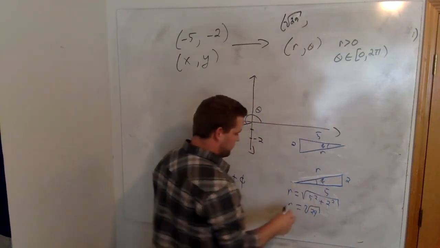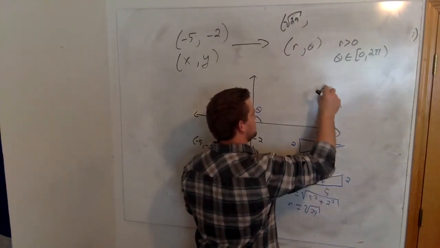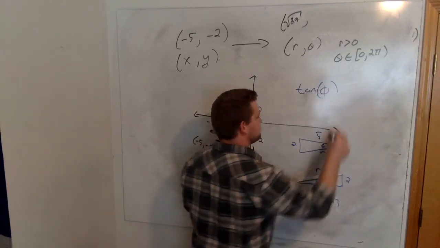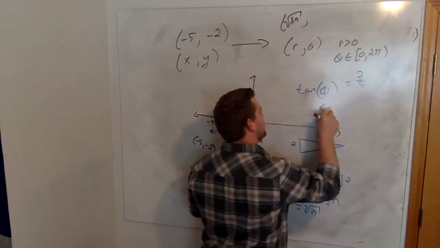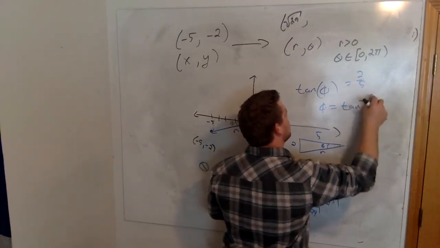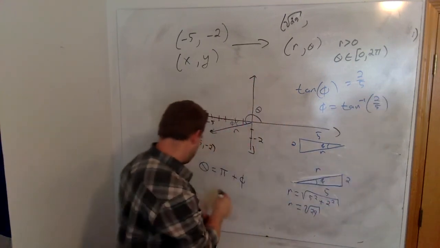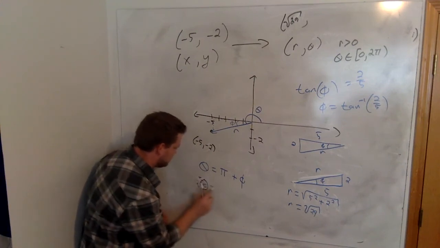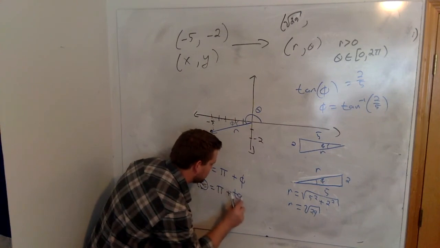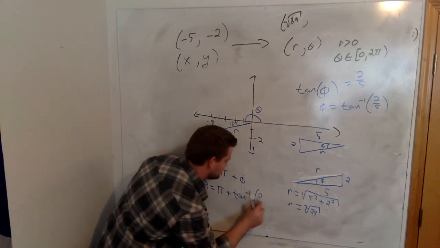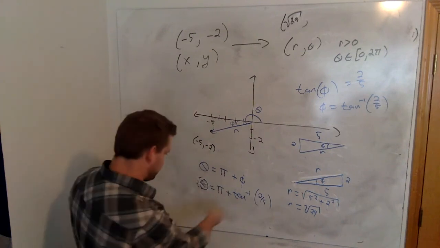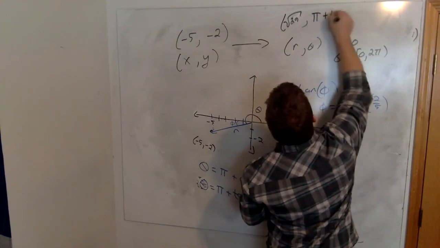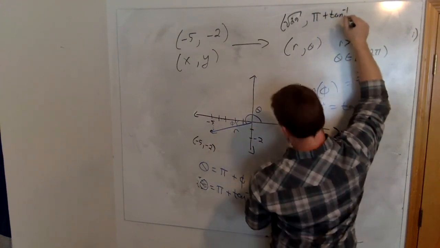Okay, and let's think about what phi will be. The tangent of phi is opposite over adjacent, so that'll be 2/5, or phi will be the tan inverse of 2/5. So theta is going to be equal to pi plus the tan inverse of 2/5. 2/5 is not a nice number on the unit circle, so this would be the exact answer: pi plus the tan inverse of 2/5.